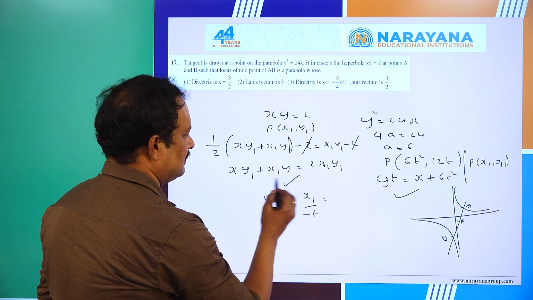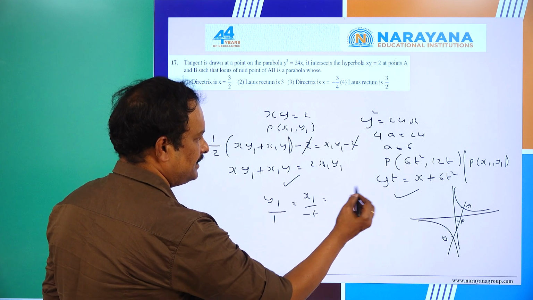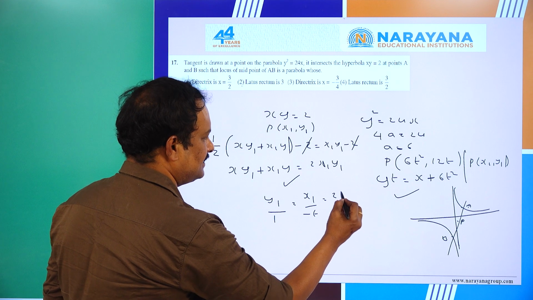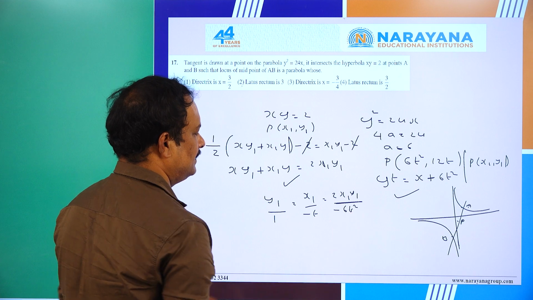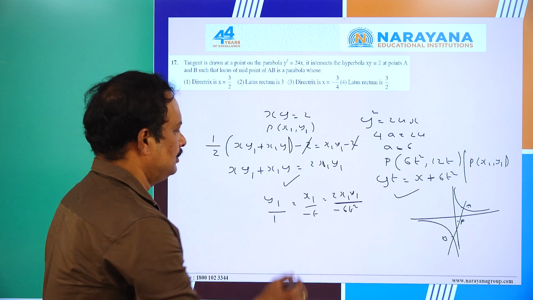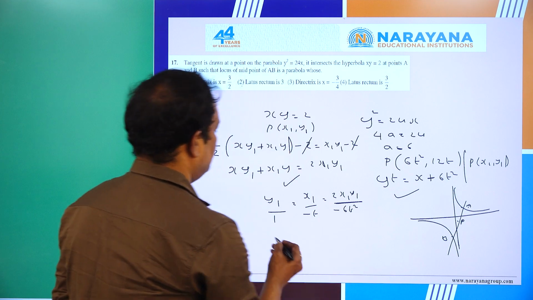And what about the constant term here, 2x1y1? There the constant term is minus 6t square. So this is 2x1y1 by the minus 6t square. So eliminate t from this one. You will be getting the locus of x1, y1, the locus of the point P, of course. So what about that one?